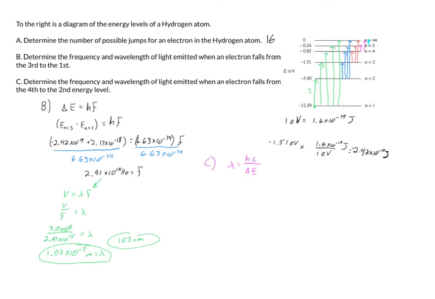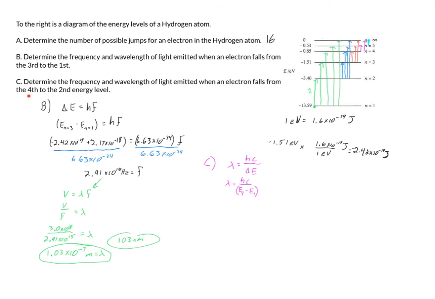Now I'm going to solve letter C actually pretty quickly, but I'm going to go about it in the opposite way. Instead, I'm going to use the equation lambda equals hc over delta E, which remember is the same thing. This equation here is really the same thing as this, just substituting in velocity equals wavelength times frequency, v over lambda, in for the frequency there. So I'm going to solve for the wavelength first and then solve for the frequency.